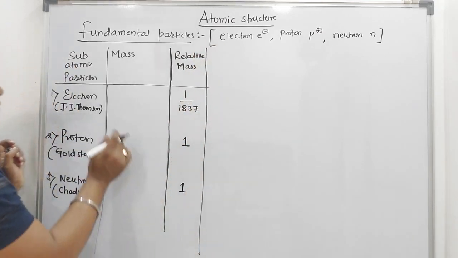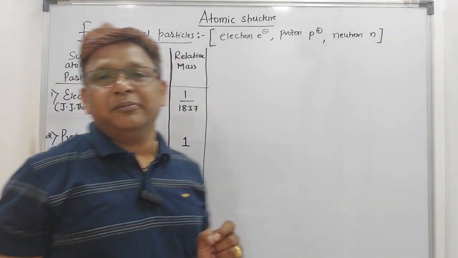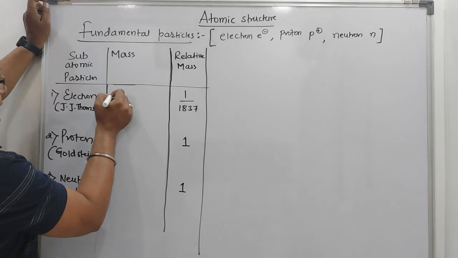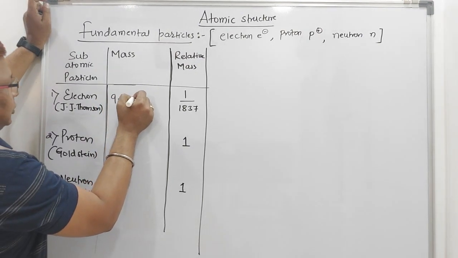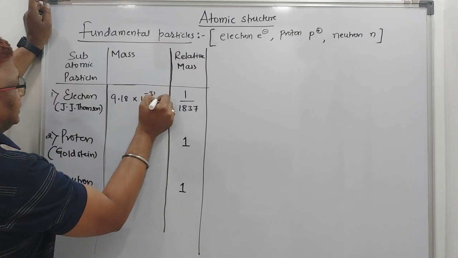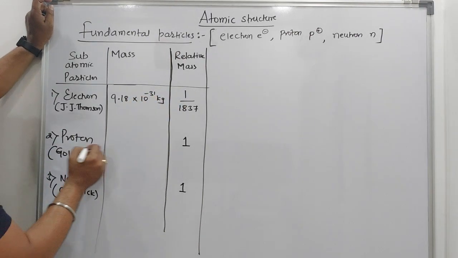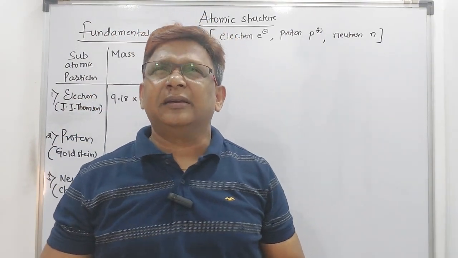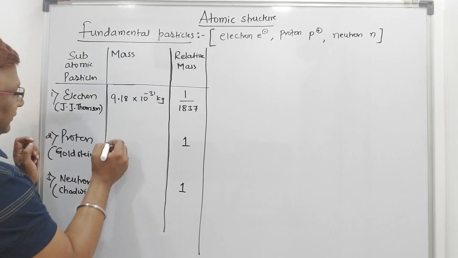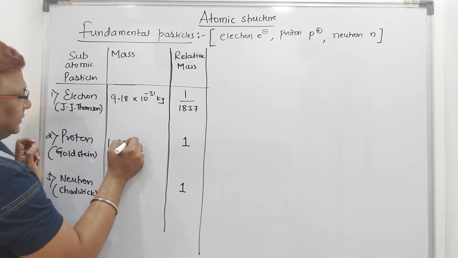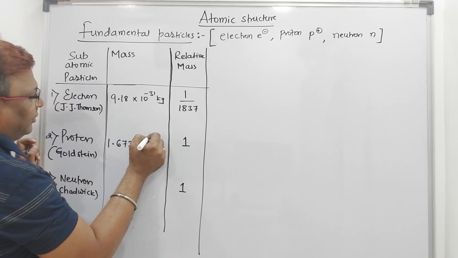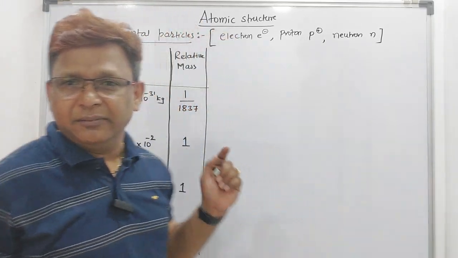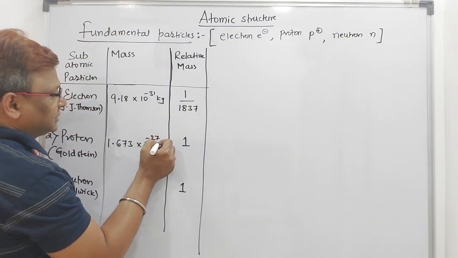Okay. Now what is the actual mass of the electron, proton and neutron? If you want to see the actual mass in kg, I will say the mass of the electron is 9.18 into 10 to the power of minus 31 kg. And if you compare the mass of the proton and neutron, approximately the same value will be there. One is having 1.673 into 10 to the power of minus 27 kg.